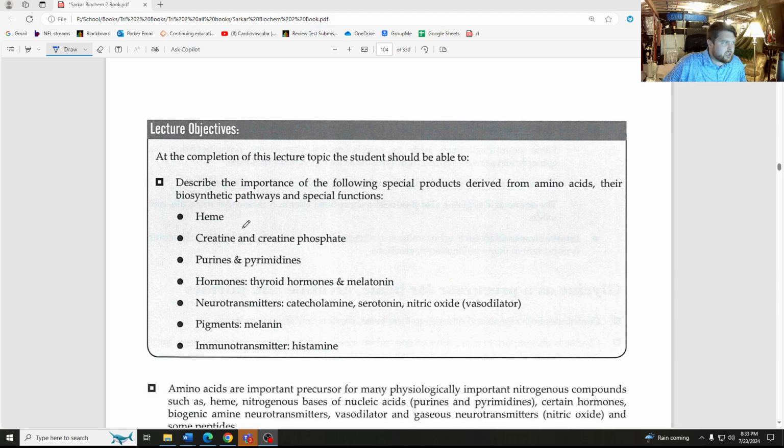We're going to talk about heme. When we talk about heme, we talk about hemoglobin, myoglobin, those kind of things. And we've mentioned that a little bit here and there. It's kind of our oxygen transportation pathway. That's what we use heme for.